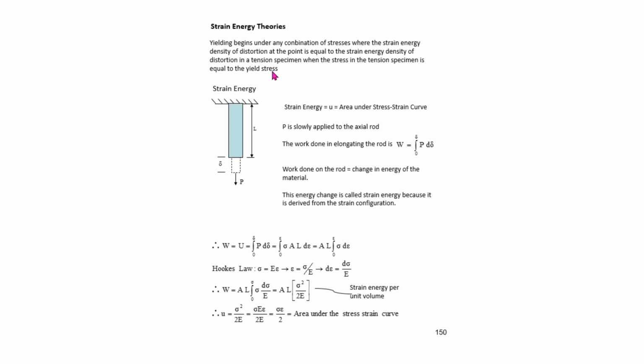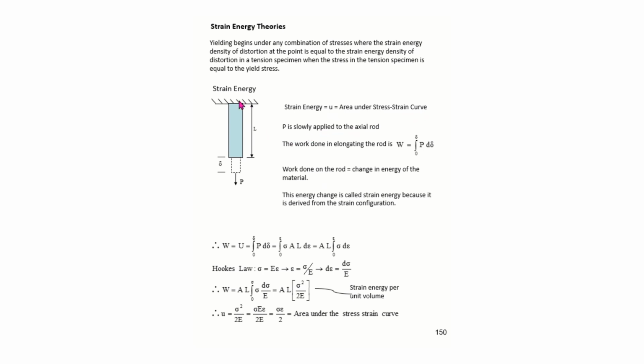That's quite a mouthful, so let's break it down and make sure we understand what this strain energy density of distortion represents. Let's first talk about strain energy, then we'll talk about the strain energy of distortion. So strain energy is typically given the symbol U, and it's equal to the area under the stress strain curve.